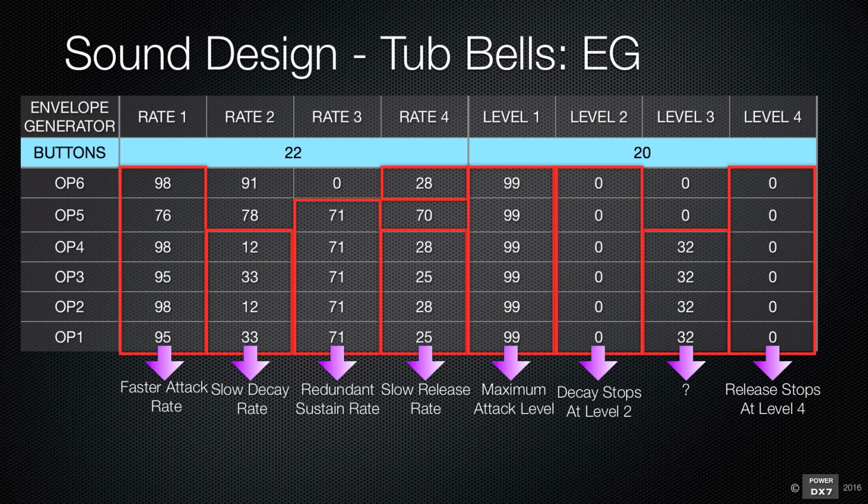Now, we can summarize Envelop Generator for the tube bells. It has faster attack rate and its volume and modulation is done at level 1. It has a slow decay rate for the bell tone. Rate 3 and level 3 are redundant. It has a slow release for the bell tone. The Tower 3 with operators 5 and 6 have faster overall envelopes, hence producing attack tone only.